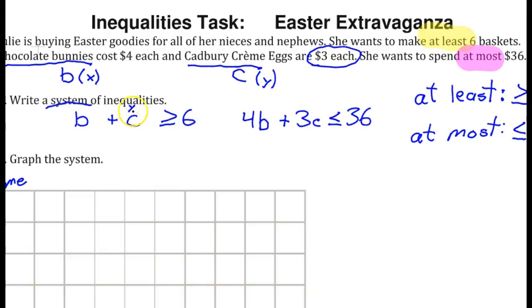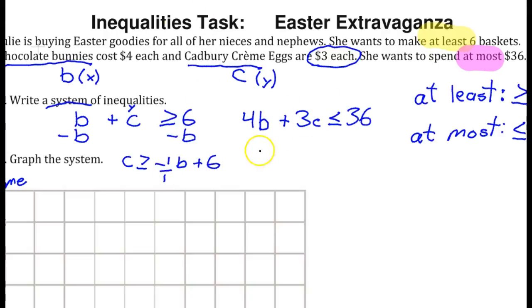So I want to get C by itself. So you're going to do the same old steps, right? Subtract b on both sides, and you'll have c is greater than or equal to negative b plus 6. Same steps we've always done. You can think of this negative b as negative 1 over 1 slope.